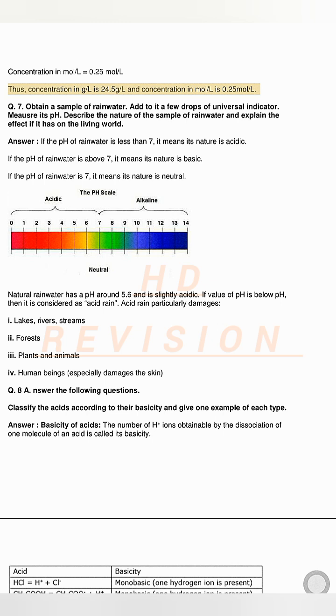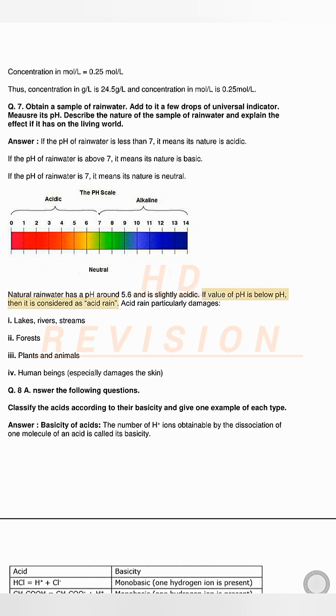Q7. Obtain a sample of rainwater. Add to it a few drops of universal indicator. Measure its pH. Describe the nature of the sample of rainwater and explain the effect it has on the living world. Answer. If the pH of rainwater is less than 7, it means its nature is acidic. If the pH of rainwater is above 7, it means its nature is basic. If the pH of rainwater is 7, it means its nature is neutral. Natural rainwater has a pH around 5.6 and is slightly acidic.